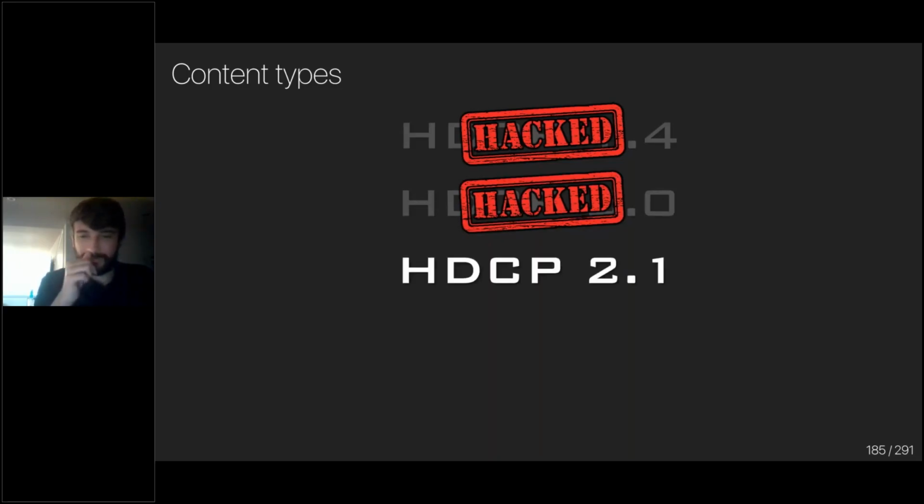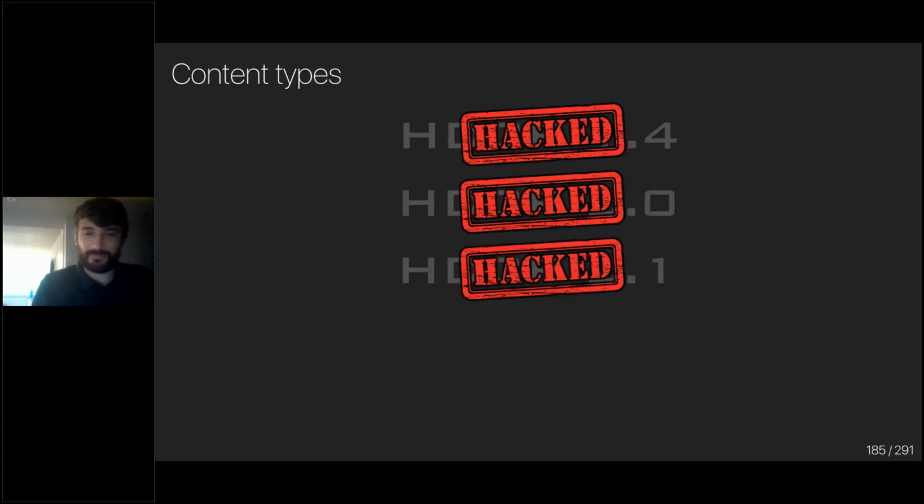With content types, it's worth looking at the progression from HDCP 1.1, 1.4 even. So we had that, but then, as I mentioned, it got hacked. Someone published the master key, so they went to 2.0. That also got hacked immediately. 2.1 was published. Again, that one was hacked. So we have HDCP 2.2 now, which hasn't been hacked yet.